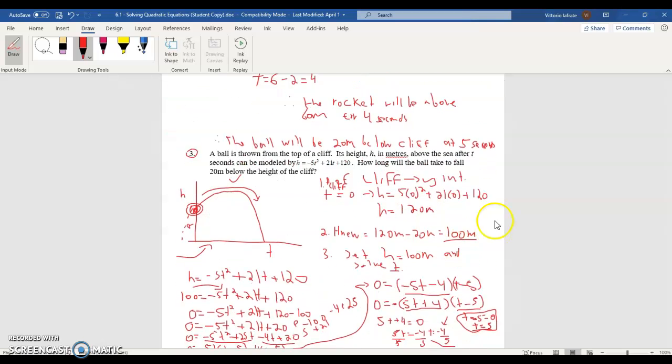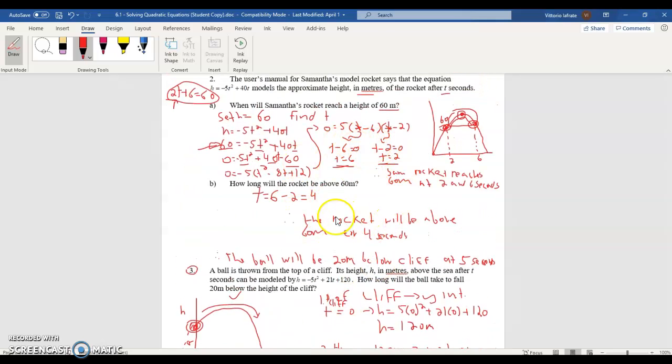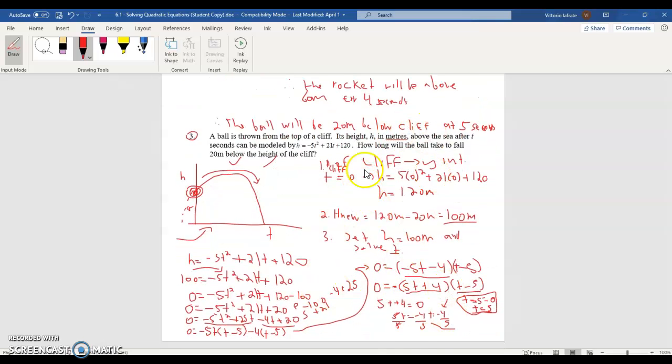And we did the same idea over here as well. All it requires, all these word problems require though, is some interpretation of what's going on by including some sort of sketch, for example. That can help, and then planning out your work as you see in the steps here.